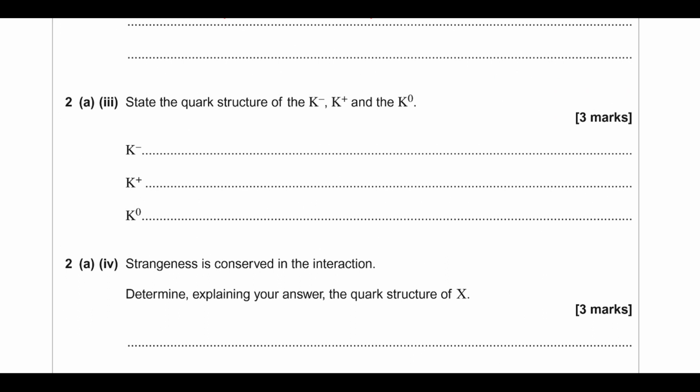State the quark structure of a K minus, K plus, and K0. Wow, they're really giving away marks with this one. So, to make a K minus, we're going to need a strange quark, giving us a charge of minus a third. So then we're going to need an anti-up quark to give us the overall minus charge. K plus is the exact opposite, because it's the antiparticle.